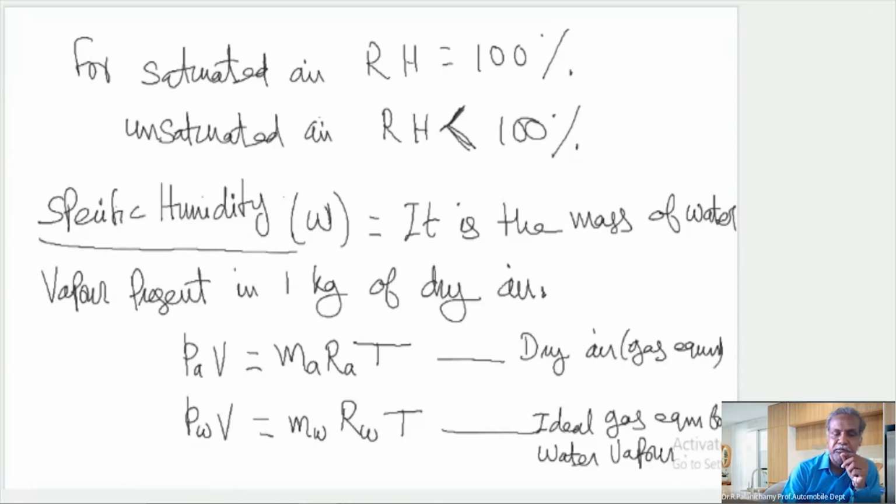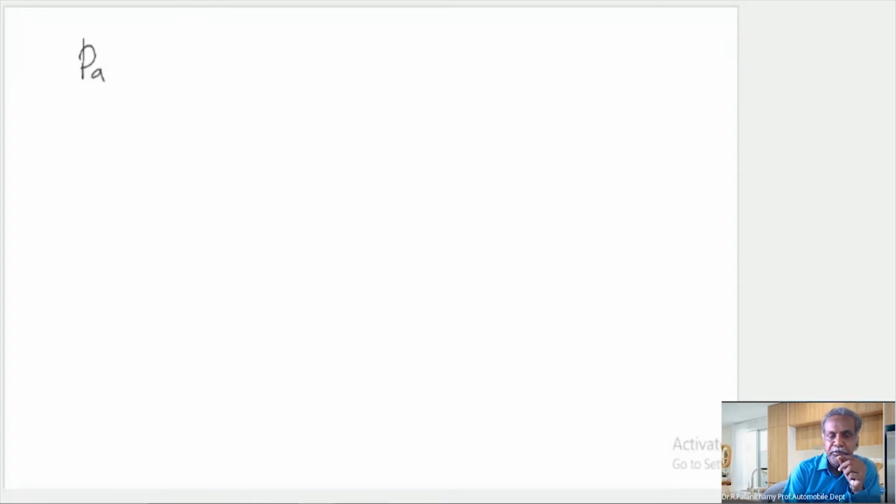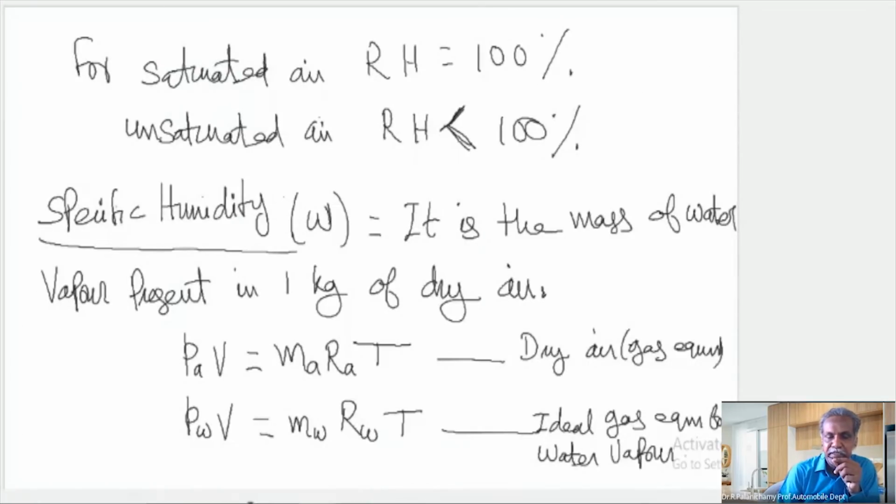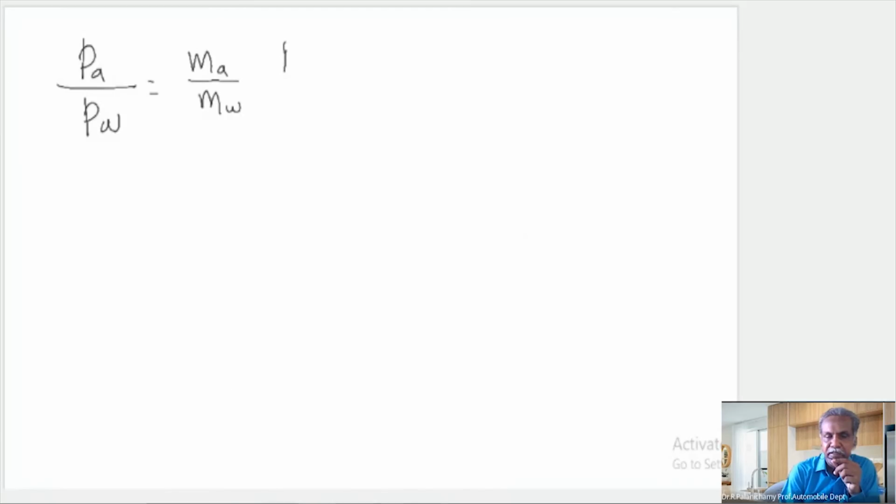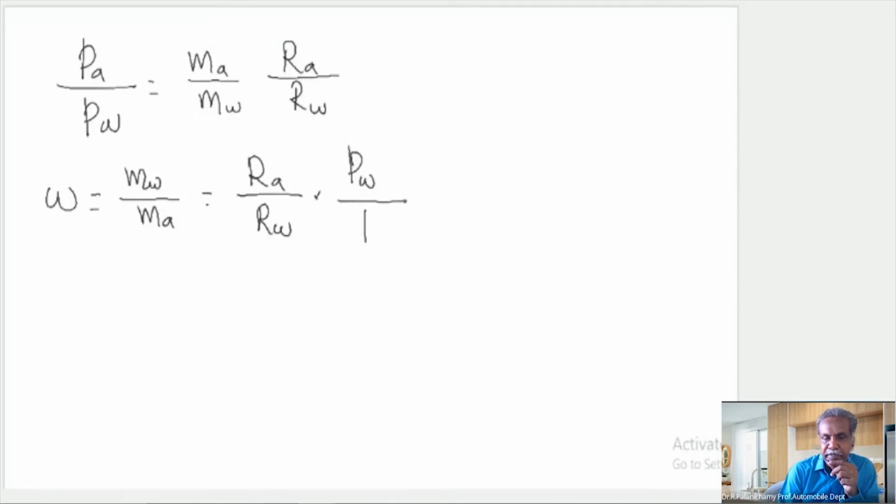ரெண்டே divide பண்ணோம்னா that will get PA by PW, MA by MW. என்னாகும் temperature cancel ஆயிருமா? So you will get RA by RW. Specific humidity W is equal to MW, mass of water vapor present per kg of dry air. So இது இந்த பக்கம் கொண்டு வந்துட்டோம்னா RA by RW, PW by PA. Okay, this is specific humidity.